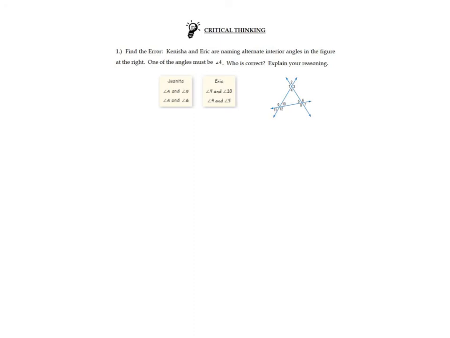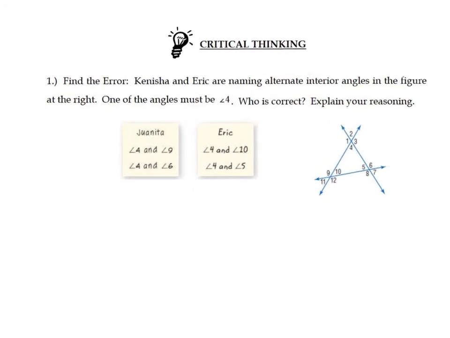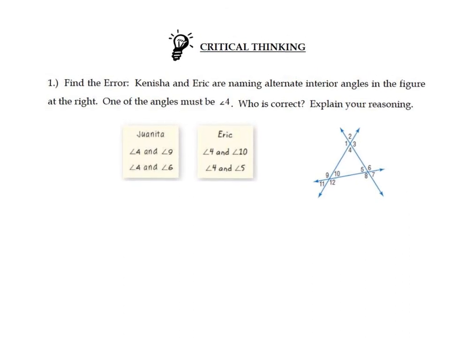So now we're going to take a look at an example where we can use the definitions we just talked about. So we want to find the error. Kanisha and Eric are naming alternate interior angles in the figure at the right. One of the angles must be angle 4. We want to know who is correct and to explain our reasoning. So first we have Juanita, who says angles 4 and 9 and angles 4 and 6 are alternate interior angles. So we find angle 4, then we have angle 9 and angle 6. And then we have Eric, who says angles 4 and 10 and angles 4 and 5 are alternate interior. So then we find angle 10 and angle 5.